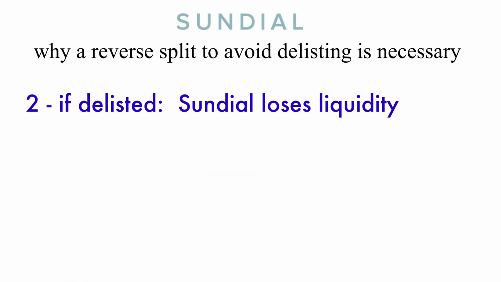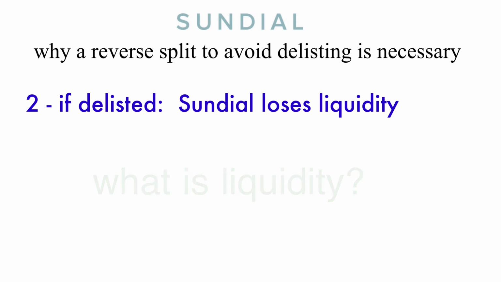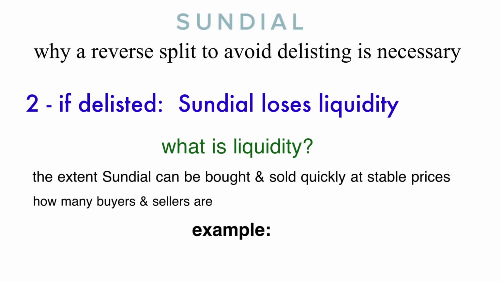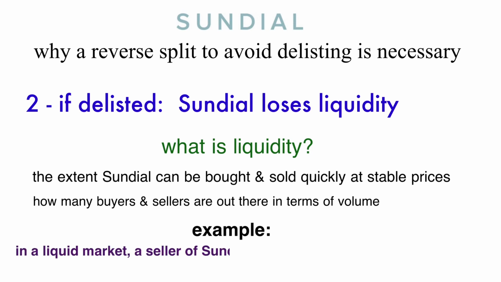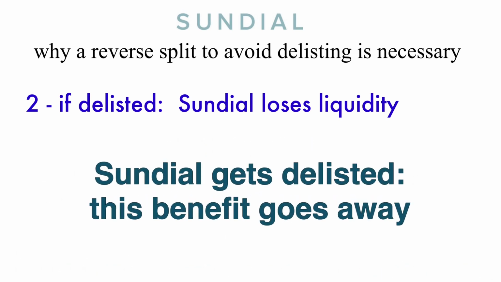Reason number 2, Sundial would lose liquidity if they're delisted. And what exactly is liquidity? It means the extent to which Sundial can be bought and sold quickly at stable prices. Basically meaning how many buyers and sellers are out there in terms of volume. For example, in a liquid market, a seller of Sundial's stock will quickly find a buyer without having to cut the share price dramatically in order to make it more attractive for a potential buyer. If Sundial gets delisted, this benefit goes away.